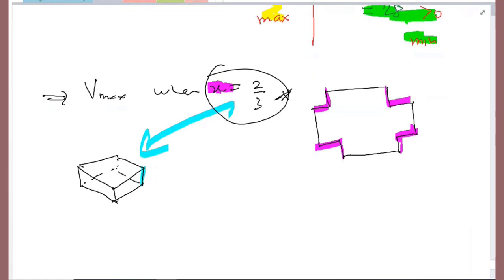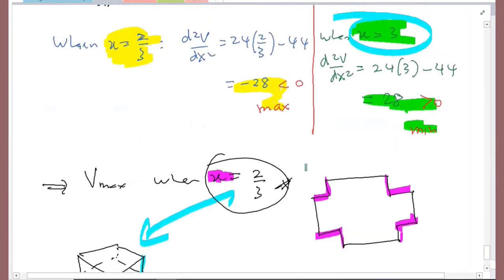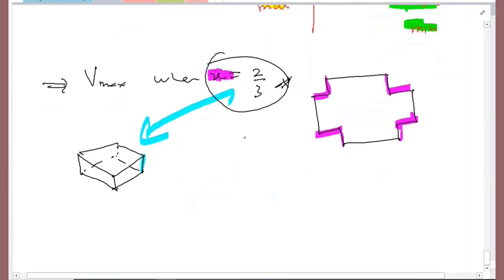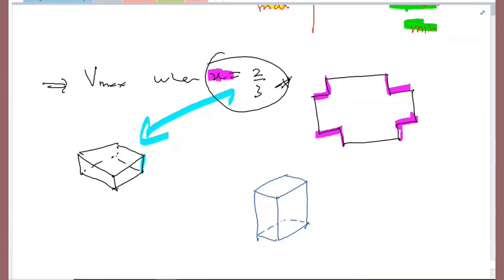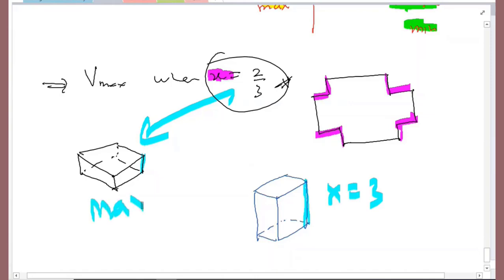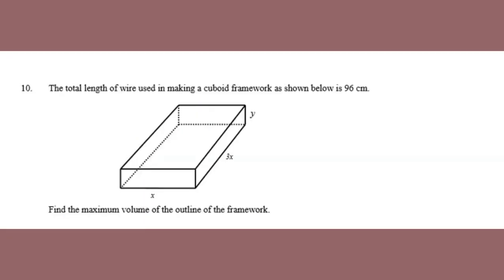Now let's say if you choose x is equal to 3, yang 3 ni, so maybe the box is macam ni. Macam tu. The box dia macam tu. And this is x, x is equal to 3. So dia ni yang ni bagi maximum volume. This one is minimum volume. So we choose this one. Settle for number 9.